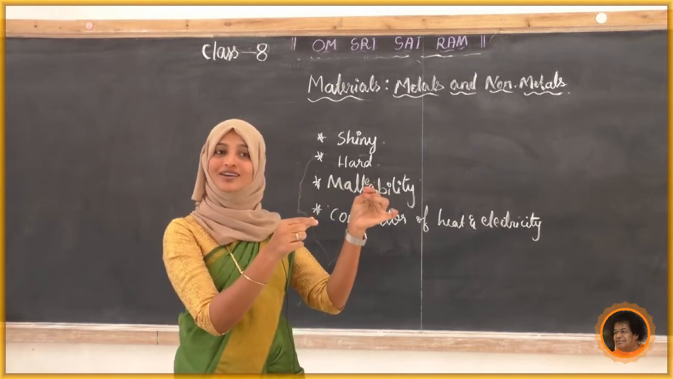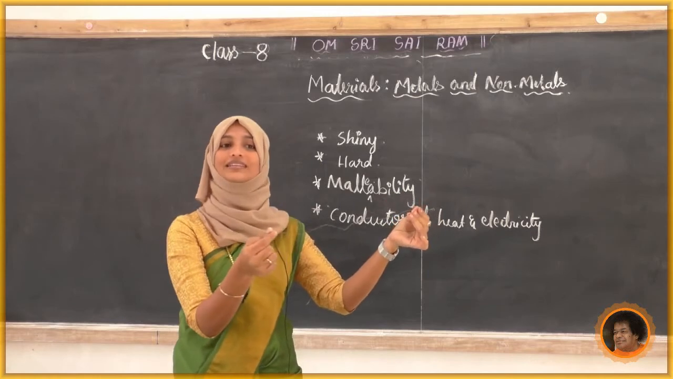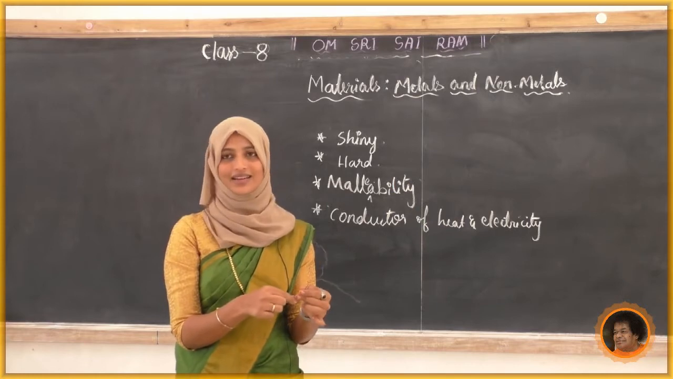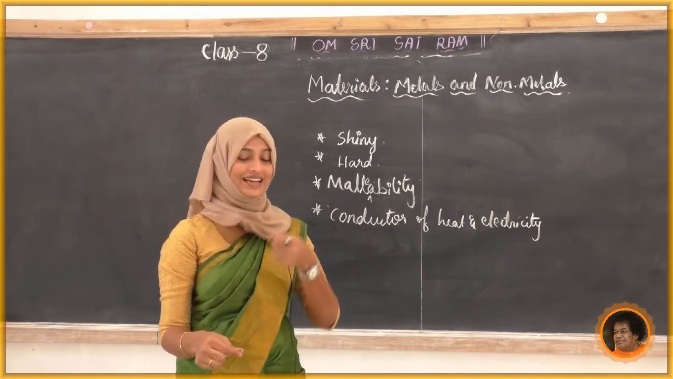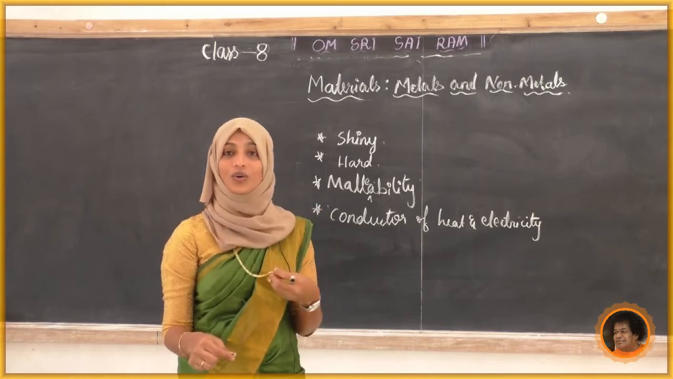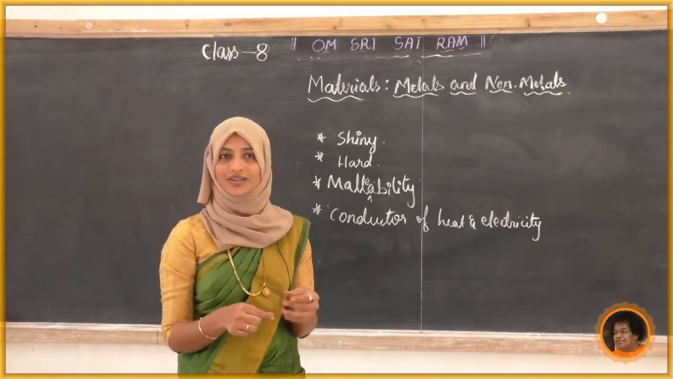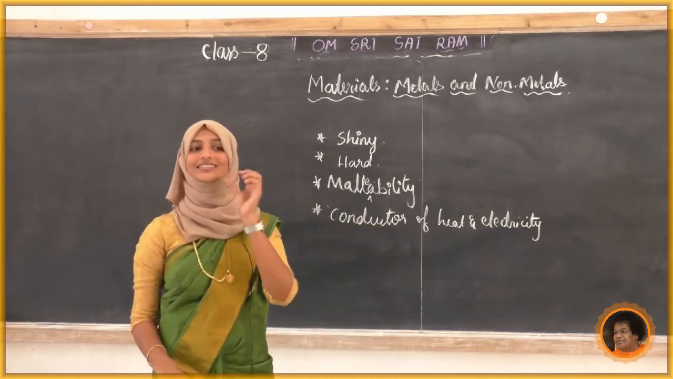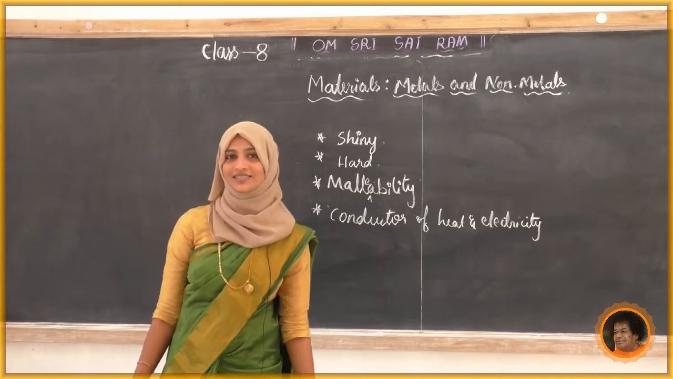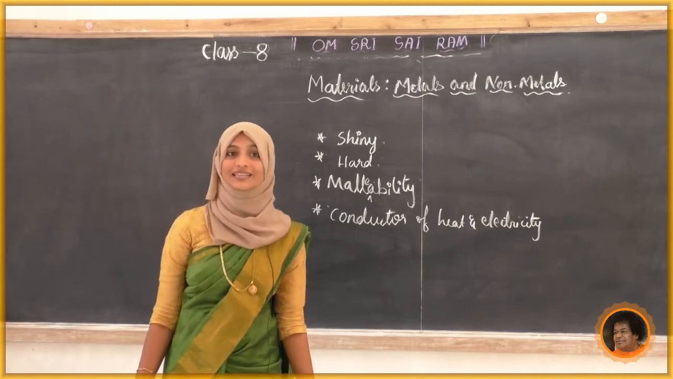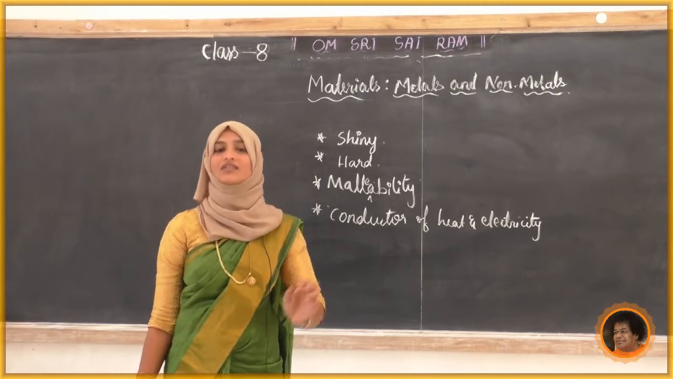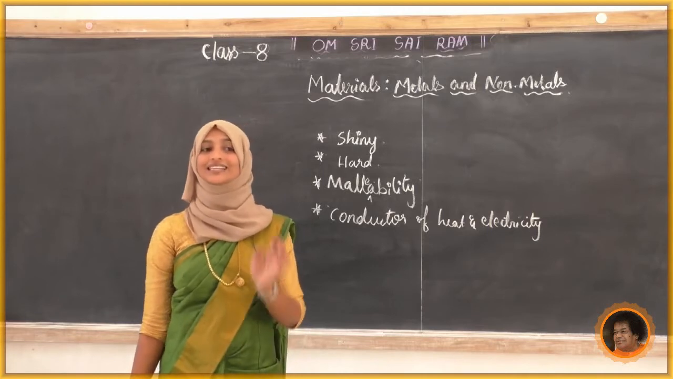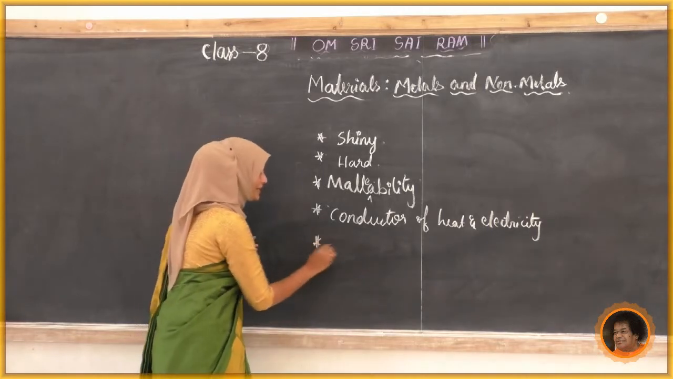Now see one more character. It can be drawn into wire. See how thin it is, very thin wires they can make. Because of that they can give such a shape to gold, silver, and copper. Yes. See, such a property is called the ductility of metals. What does it mean? The property of metals by which they can be drawn into wires. This property is called ductility. So write down one more point.